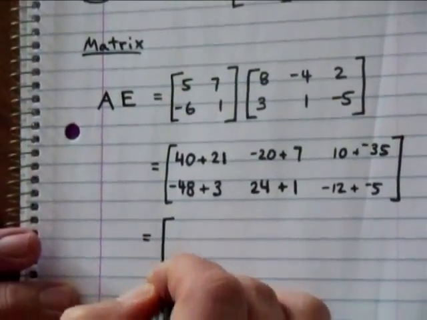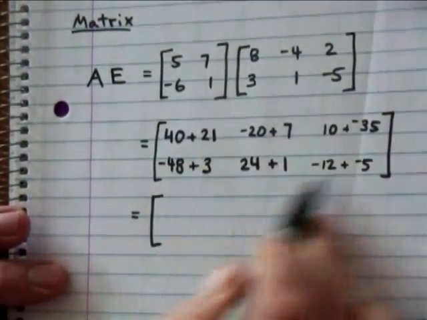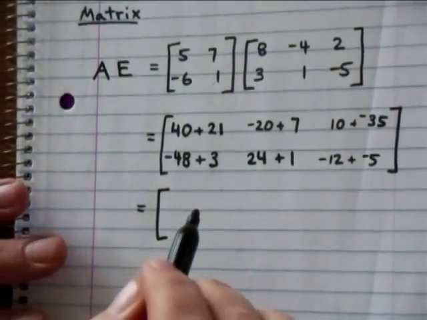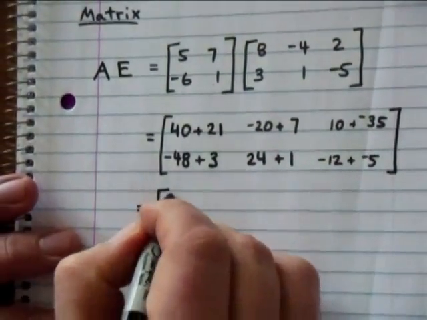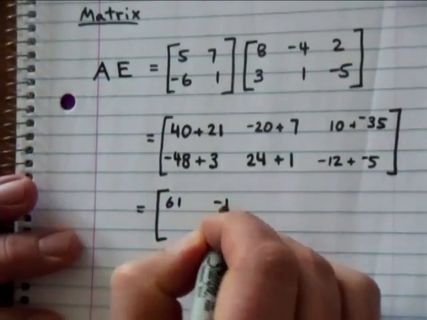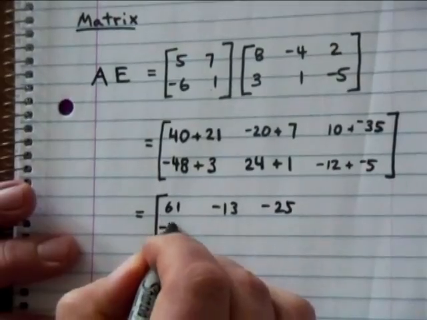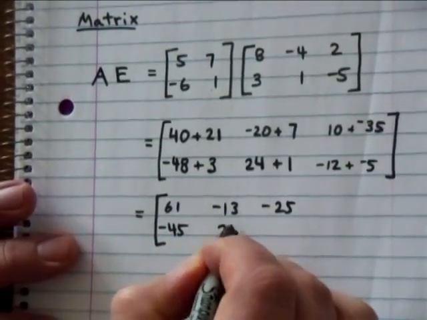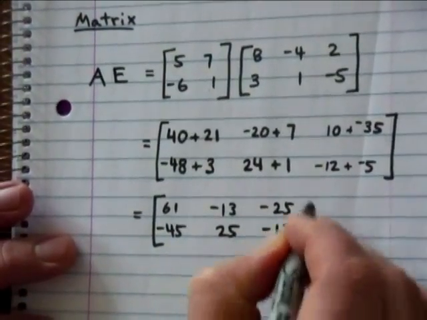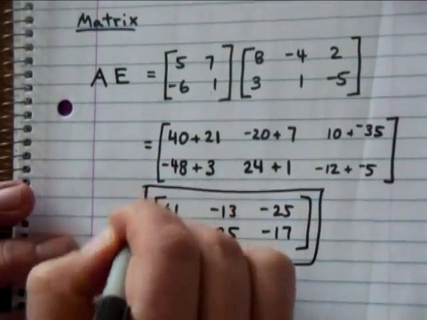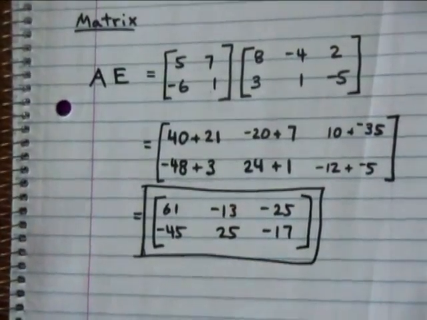Then to finish it out, we just simply add the numbers that are in each entry so that we get a simplified result. So here I've got 61, negative 13, negative 25, negative 45, 25, and negative 17. And that would be the answer for matrix A times matrix E.